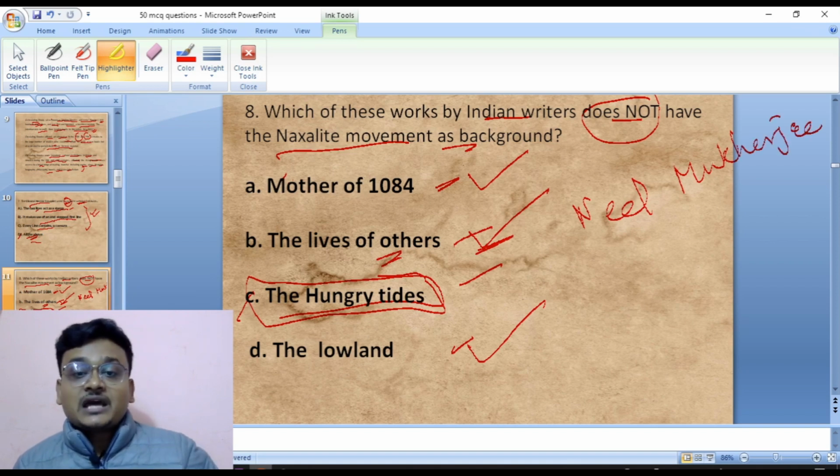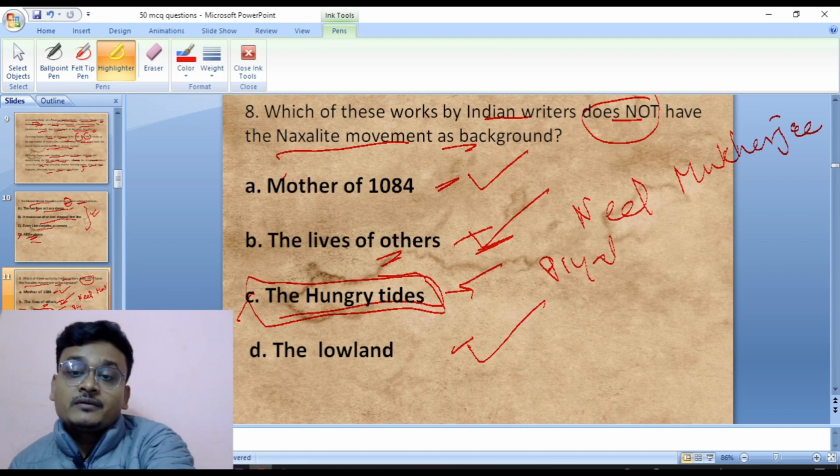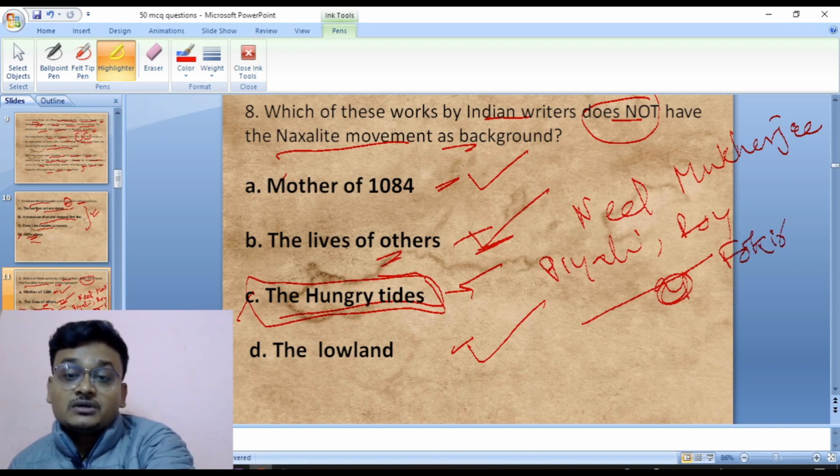This novel, The Lives of the Others, was shortlisted for the Booker Prize. It was written by Neel Mukherjee. The Hungry Tides, the famous novel by Amitav Ghosh, where characters like Piyali Roy and Fakir appear, is set in the Sundarbans. And The Lowland is written by whom?